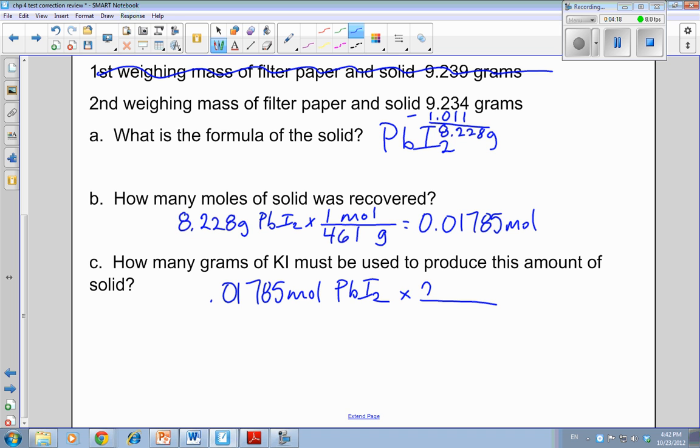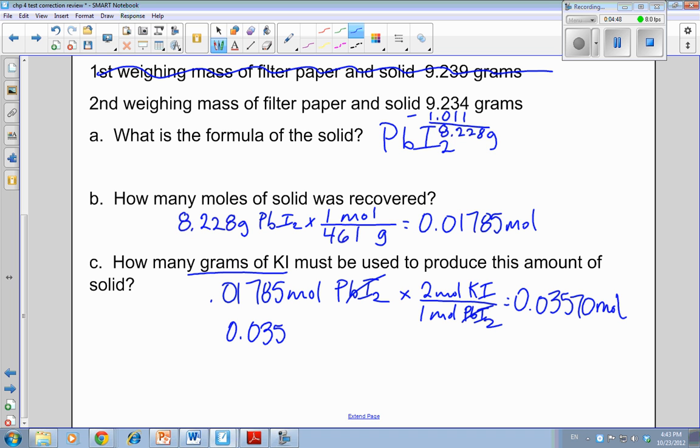So I know that I have 2 moles of KI for every 1 mole of PbI2. And so I know that my moles of KI, just double that number, 0.03570. So that's my moles of KI. And then I'm just going to convert that to grams because it's asking me for how many grams. And so we could have done that in one step on the dimensional analysis. Dimensional analysis is not required. You just want to be able to show your thinking.